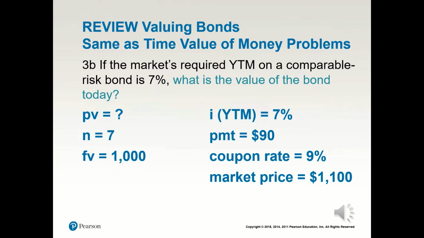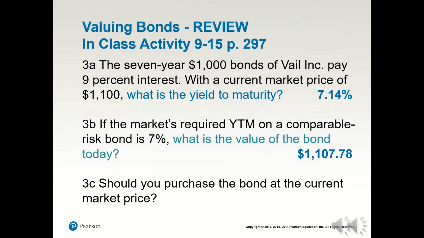This present value represents today's value of the two cash flow streams of this bond, discounted at the market rate of 7%. And the present value, or the price we would be willing to pay to earn 7% yield to maturity, is $1,107.78. So let's boil it all down.